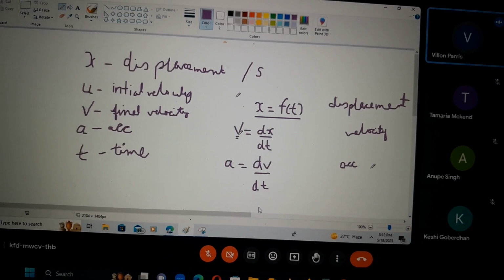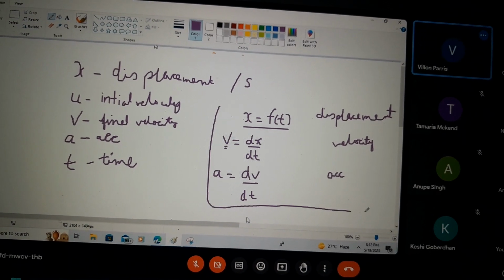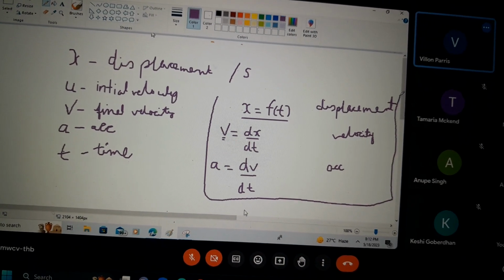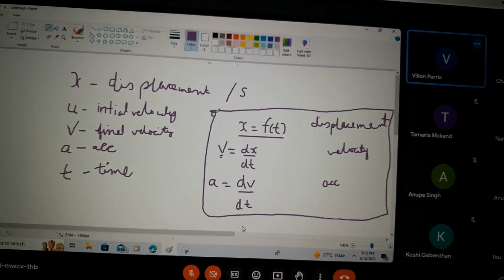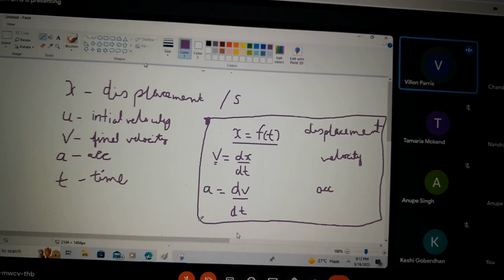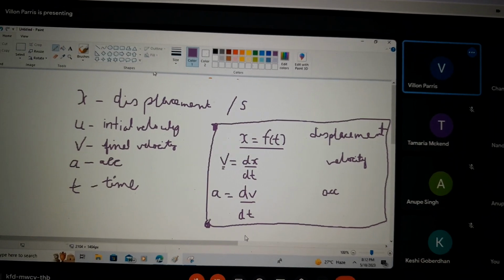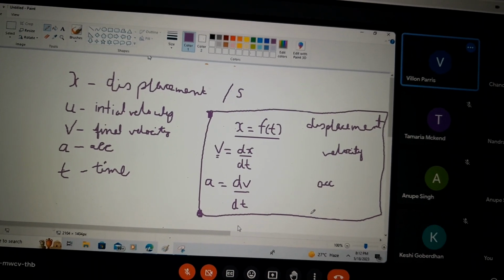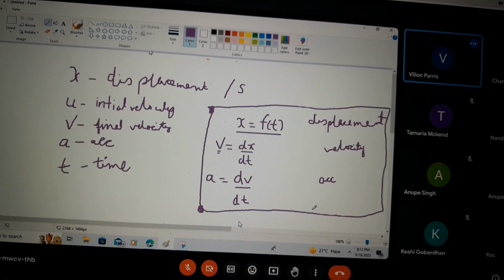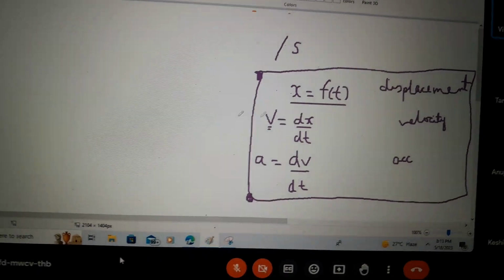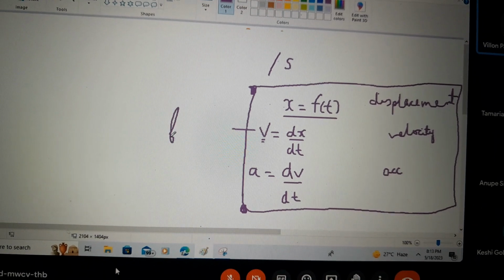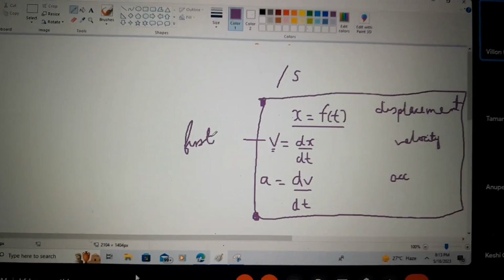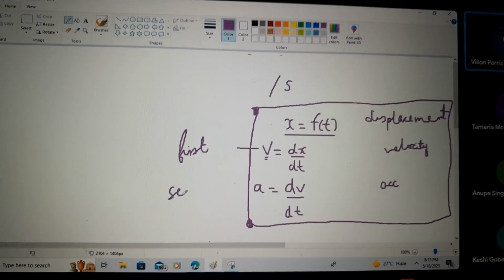So please copy this here. This is very important, because most times you will get a question based on acceleration, velocity and displacement. I just want you to see that this is our first derivative and this is our second derivative, right?